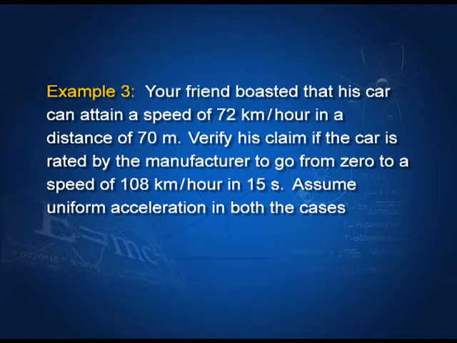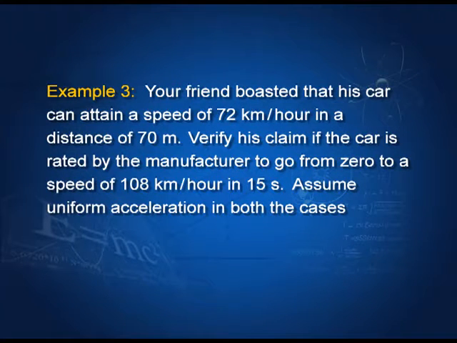Another example: your friend boasted that his car can attain a speed of 72 kilometers per hour in a distance of only 70 meters. Verify his claim if the car is rated by the manufacturer to go from 0 to a speed of 108 kilometers per hour in 15 seconds. Assume uniform acceleration in both these cases. Let me remind you that a car manufacturer gives you what speed the car can attain in a certain distance or a certain time. In this case, the manufacturer says the car can get a speed of 108 kilometers per hour in 15 seconds.